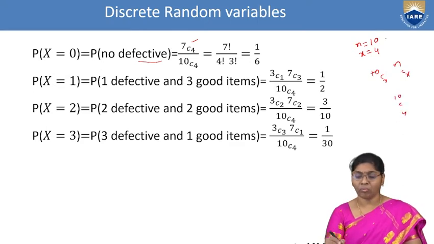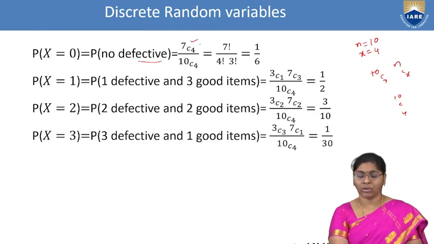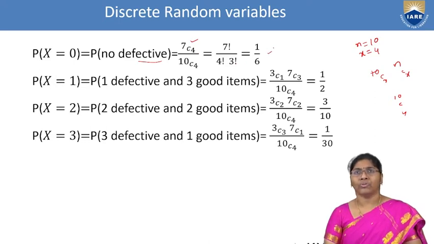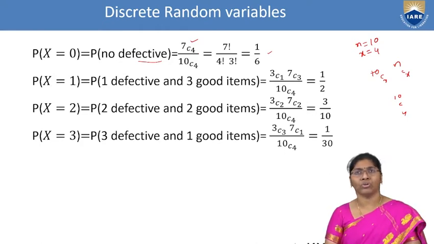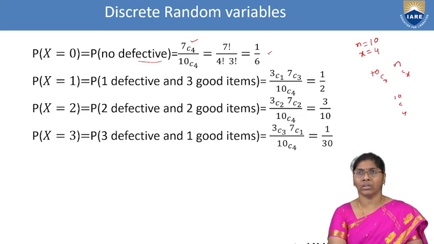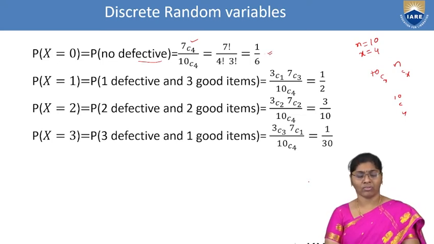In the numerator, how many defective items? Overall items are 10, and there are no defective items, so the remaining good items are 7. So it is 7C4 by 10C4. Now 7C4 is 7 factorial over the rest, and the result is 1 by 6 for 0 defective items. The probability lies between 0 and 1, so this is correct.